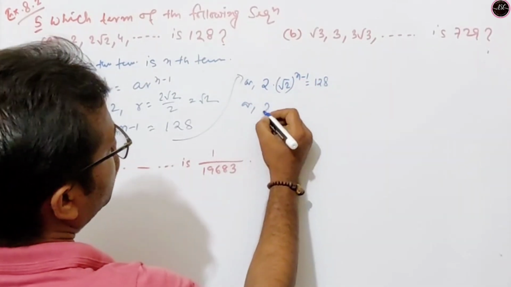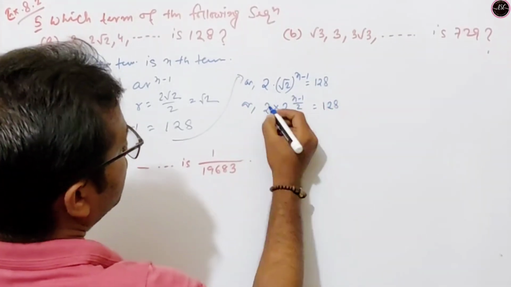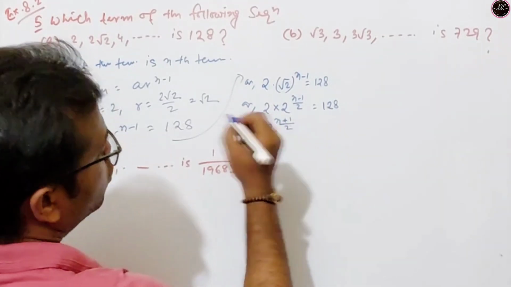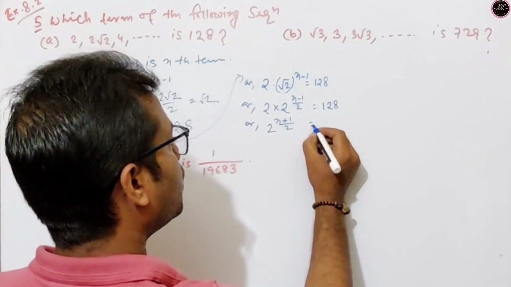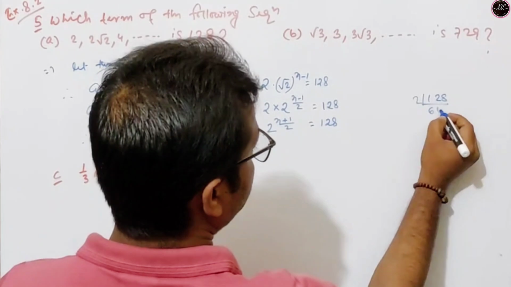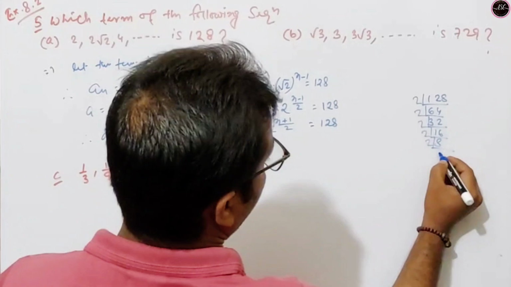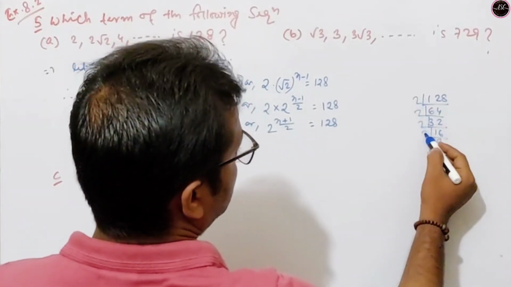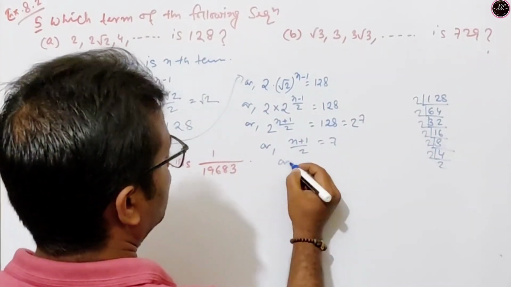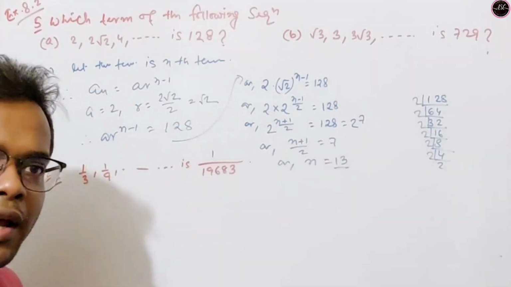Or 2 into 2^((n-1)/2) equal to 128. Okay. Or 2^((n+1)/2) equal to 128. Just factorize 128: 128 divided by 2 is 64, 32, 16, 8, 4, 2, that is 7 twos, equal to 2 to the power 7. So (n+1)/2 equal to 7, or n equal to 13. So the 13th term will be 128. Okay.